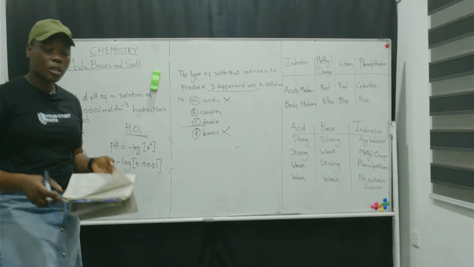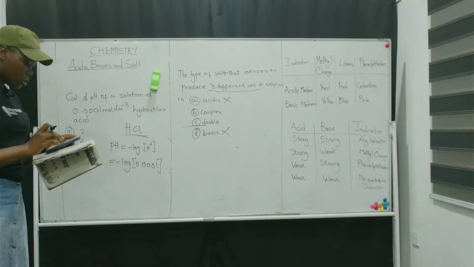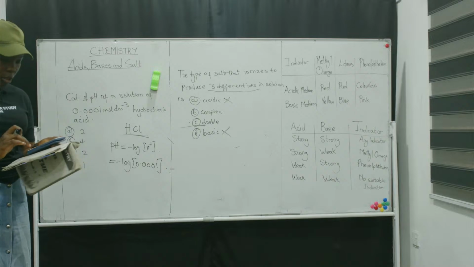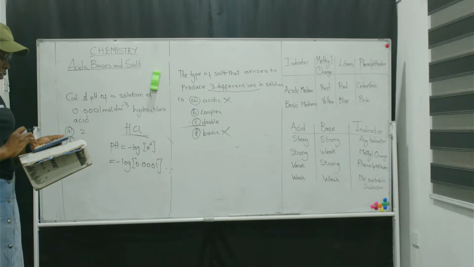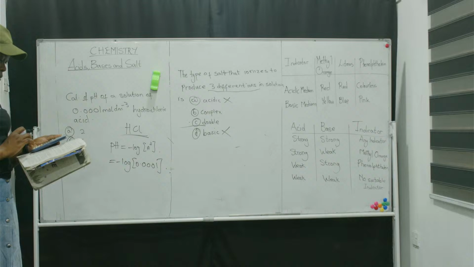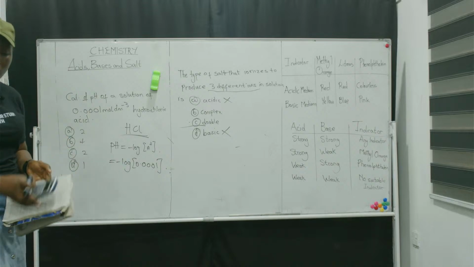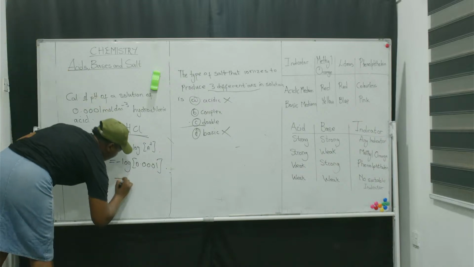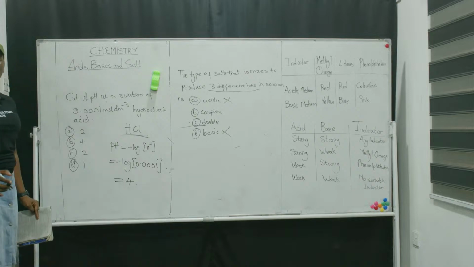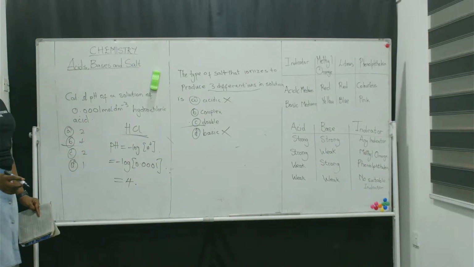There are 3 zeros, so let's punch it out. That should give us 4. Minus log. Don't forget your negative sign. That's 4, and so this is our answer.